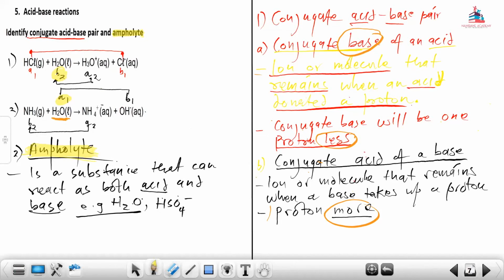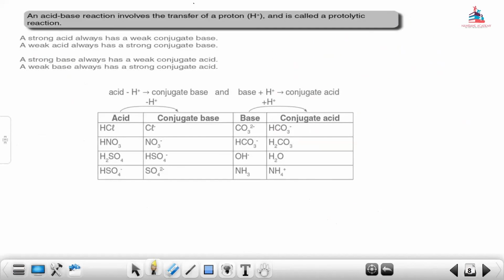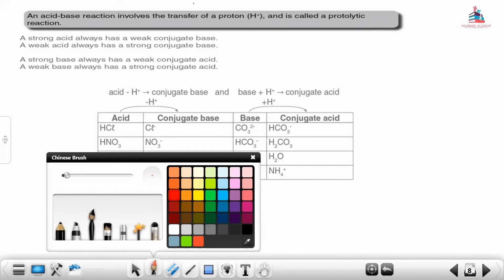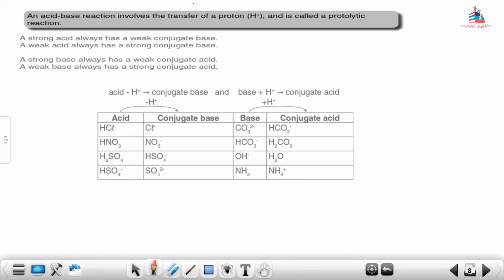Furthermore, I came across this particular page here. So the lesson of today will start here. We'll start here in the sense that we are building on what is a conjugate base and what is a conjugate acid. So let me take my pen here and say, it says an acid-base reaction involves transfer of protons, and that is called protolytic. So what is protolytic? Protolytic basically just says transfer of protons.